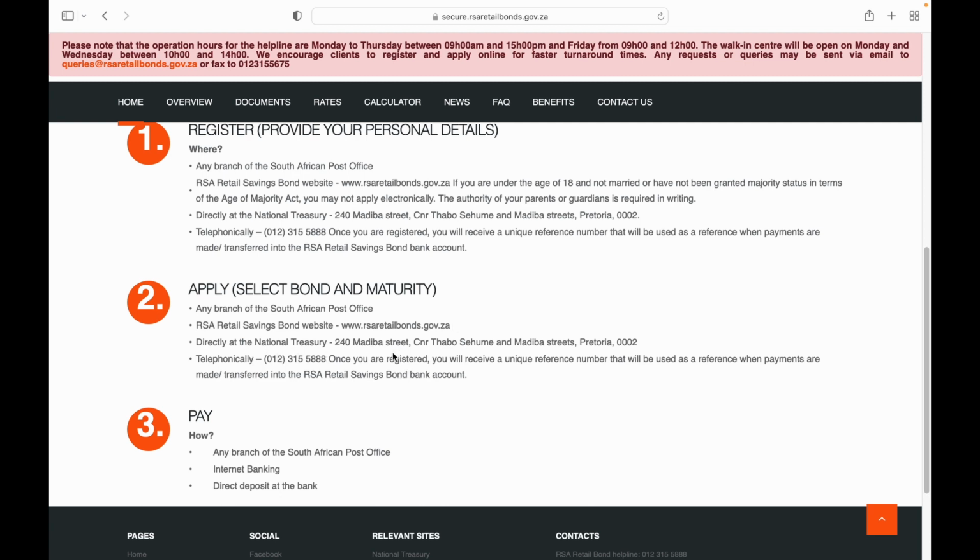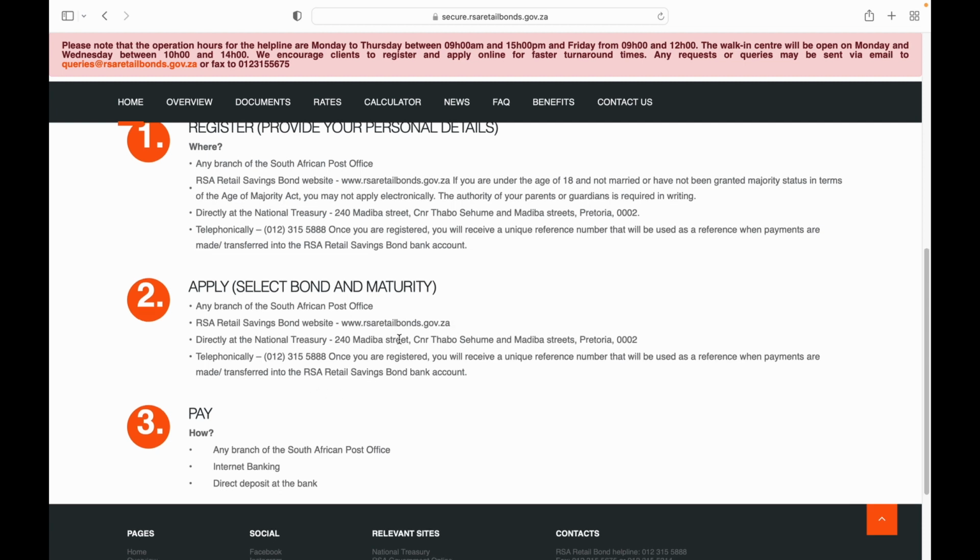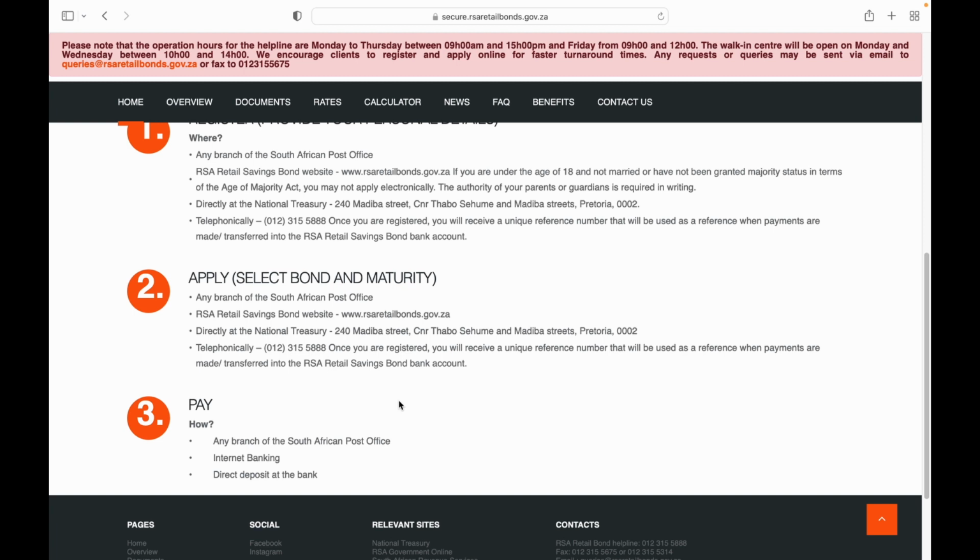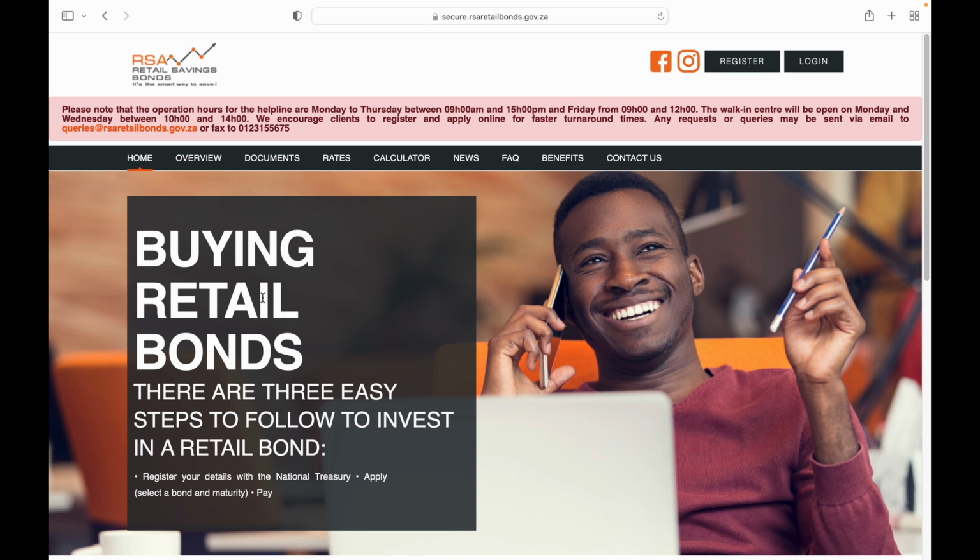Like I said, it's in Pretoria in Madiba Street. You can find them there. And then once you have registered, you can also do it telephonically. Ideally, it's better to do it online, or else you can go to the post office, so meaning that you can't buy it at Pick n Pay. So that's it that I wanted to share with you today, the information regarding the retail savings bonds.